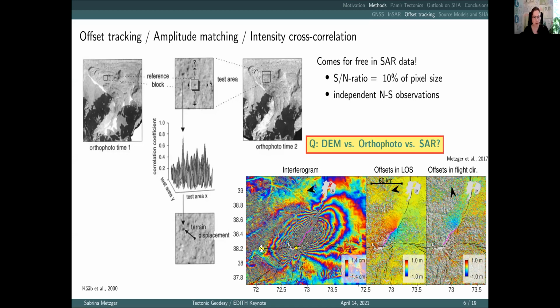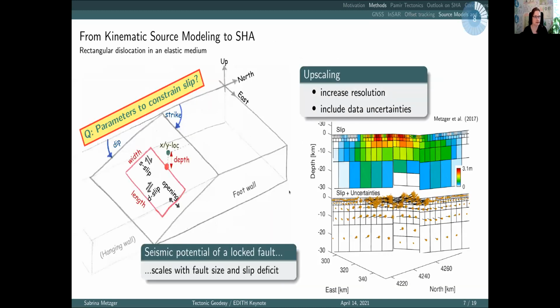Okay, a few words for the modeling before we go to the Pamir. So we have our observations now, but we want to learn something more about the source that caused these surface displacements. And how do we do that? I show you one simple example, which is a rectangular dislocation in an elastic medium. So we assume our crust is behaving elastically, and then we apply some slip on a rectangle, which we put somehow in our crust. And we need 10 parameters to describe this process.